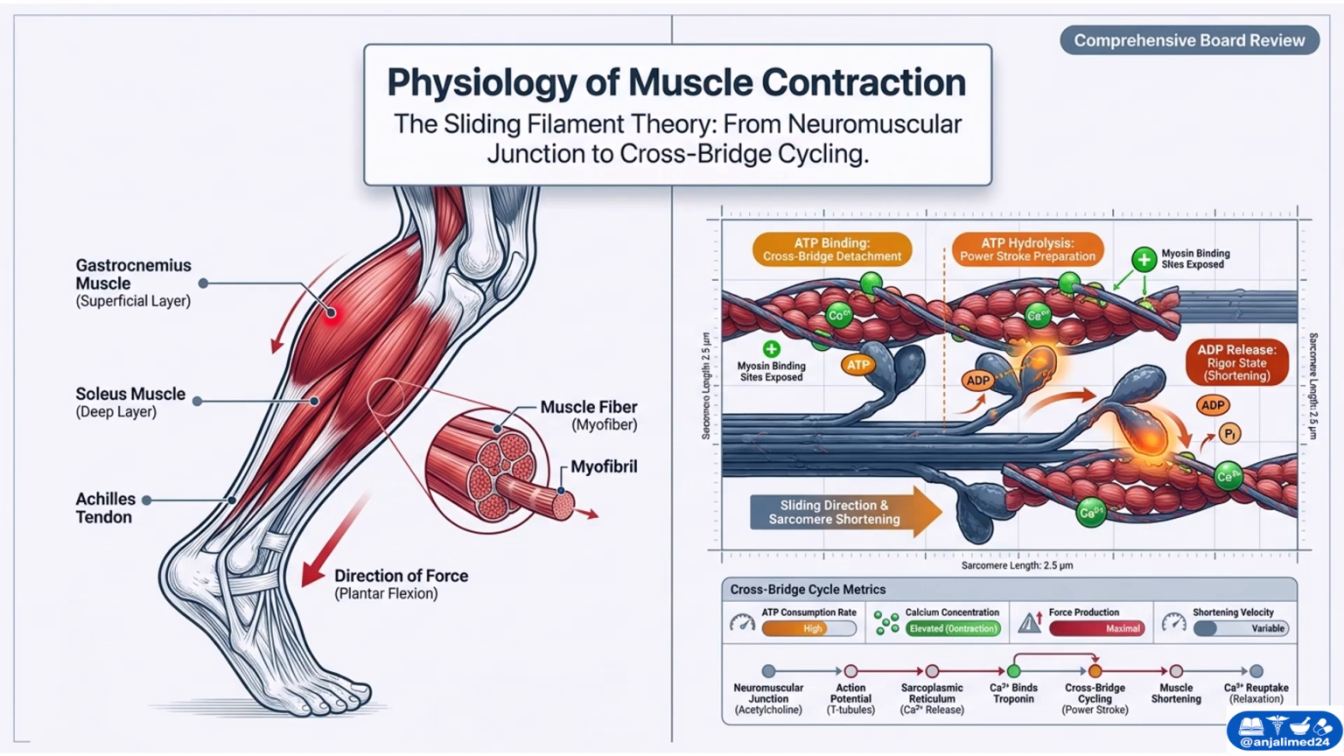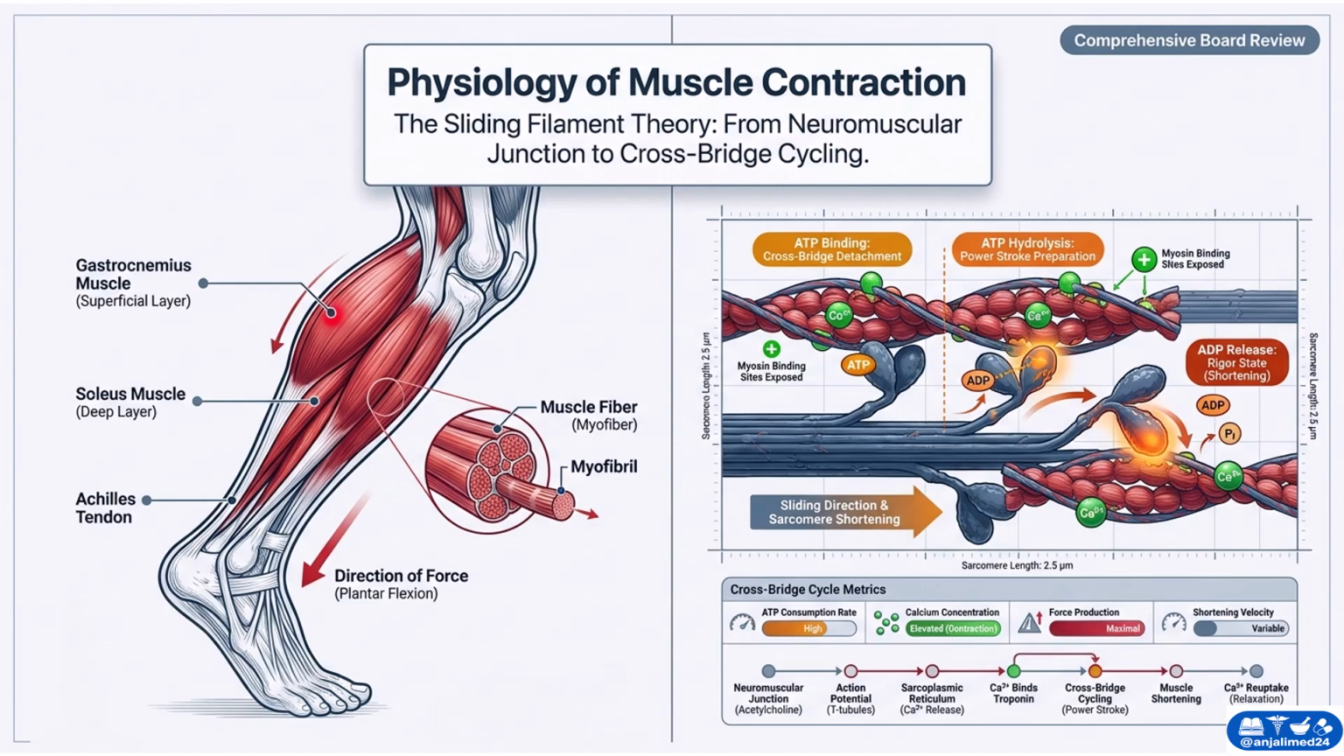The process begins when calcium ions are released from the sarcoplasmic reticulum. Calcium binds to the troponin on the actin filament, causing tropomyosin to shift away and expose the myosin binding sites on actin. This allows the energized myosin head to attach to the actin, forming a cross bridge.